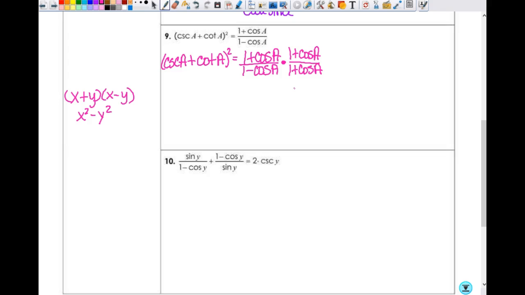Okay, so let's rewrite the left side again. Cosecant A plus cotangent A squared. In the numerator, I'm not actually even going to multiply that stuff together. How could I write this in a very simple way?